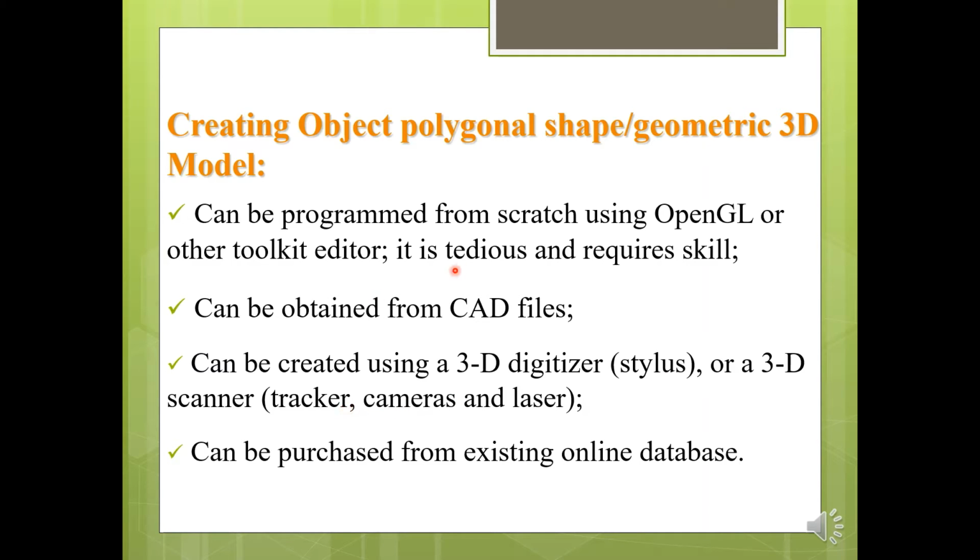If you don't want to program it from scratch, you can obtain it from a CAD file, or you can create your own by using the 3D digitizer or stylus or scanner, a 3D scanner. And option number 4, you can purchase from an existing online database. Of all the options, this one is not free. You can purchase from the online database if you want to get certain geometric 3D models. So here are the few options that we have in order to create your own object geometric 3D models.